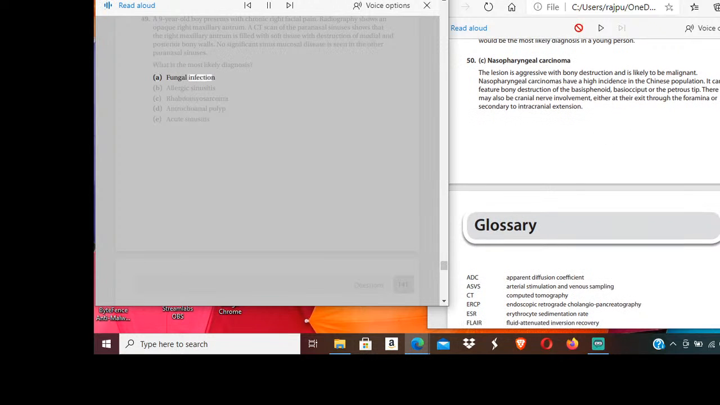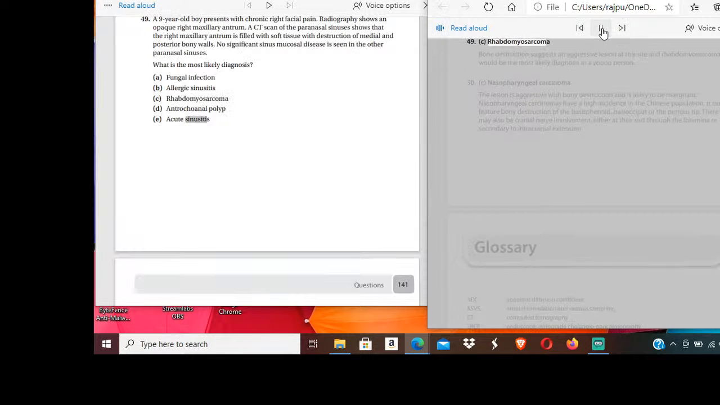A. Fungal infection. B. Allergic sinusitis. C. Rhabdomyosarcoma. D. Antrochoanal polyp. E. Acute sinusitis. 49. C. Rhabdomyosarcoma. Bone destruction suggests an aggressive lesion at this site, and rhabdomyosarcoma would be the most likely diagnosis in a young person.